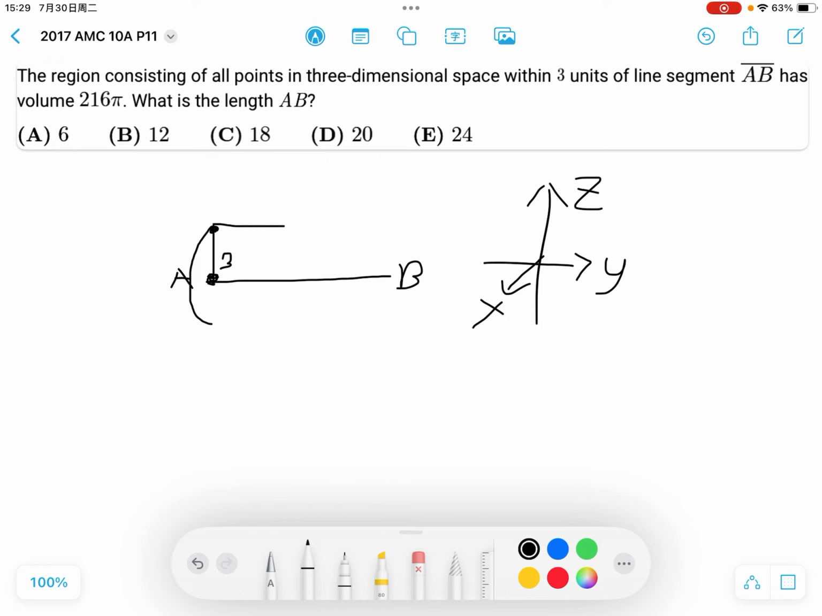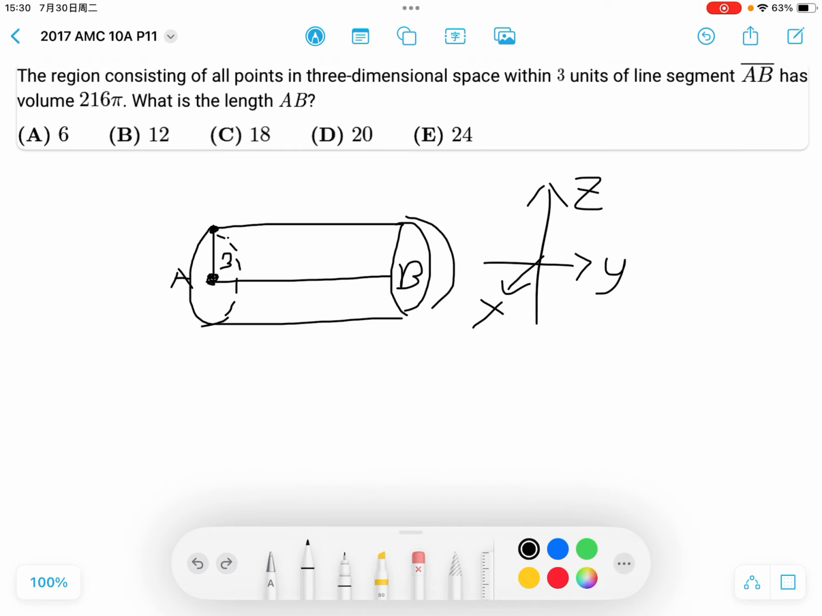My radius of my cylinder is going to be 3. So this is my cylinder. Now I also want to check if there are any extra parts. For example, if I had this point over here and that's 3 units from B, however that point's not included in my cylinder, so what else do I have to add?